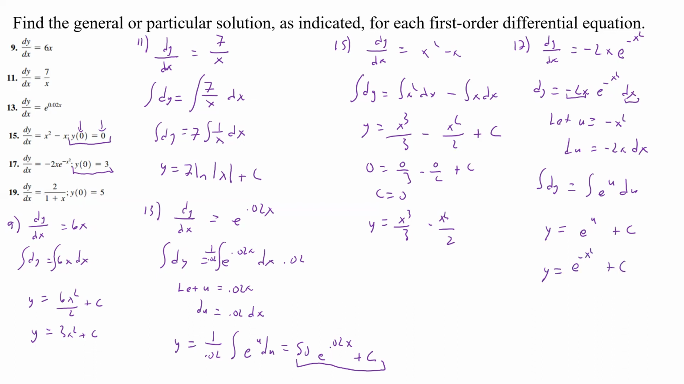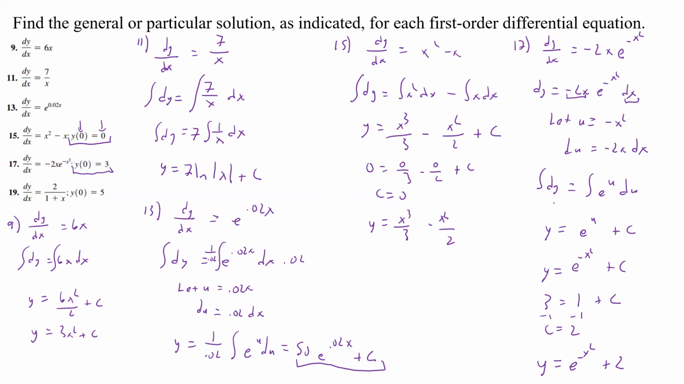But we said that x is 0, y is 3. Well, if x is 0, we get 3 equals 1 plus c. Subtract 1, c equals 2. So my actual equation is y equals e to the minus x squared plus 2. And that would be my actual equation that's specific for going through the point 0, 3.